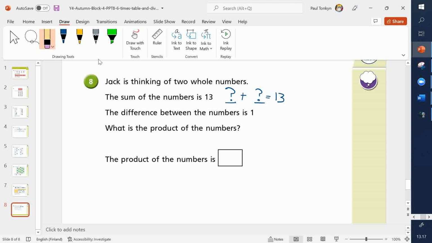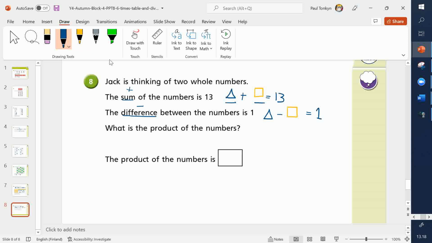Okay. The difference between the numbers is 1. So let me change this. Let's use a shape, like they used a shape before. So we'll use a triangle here and a square here. What does difference mean? So we've had sum, which means adding. What does difference mean? Right, good. It's subtraction. We don't know which way round it is though, but we'll just leave it like that for now. That will give us 1. Okay, so these are the 2 things.